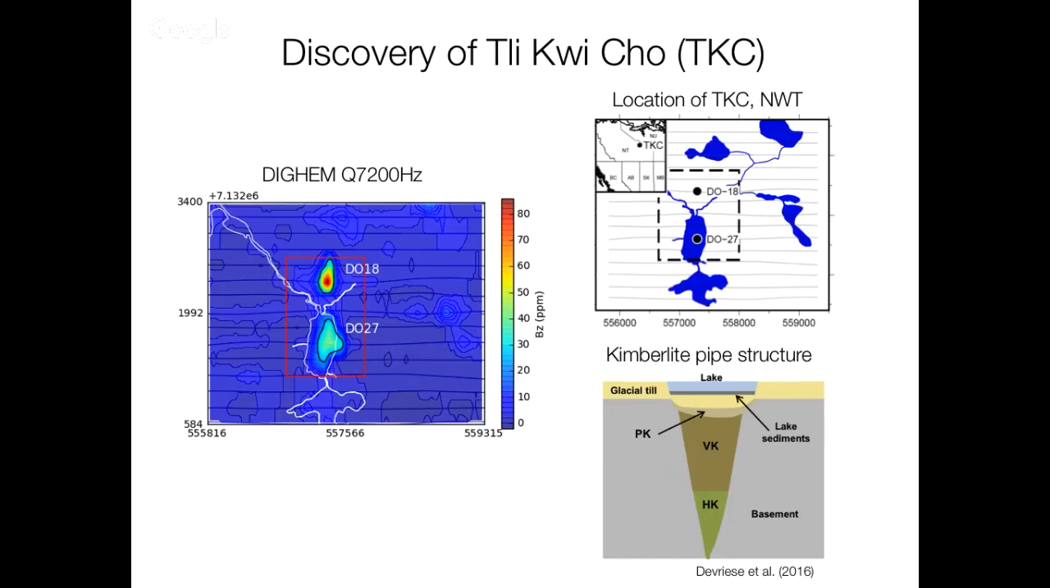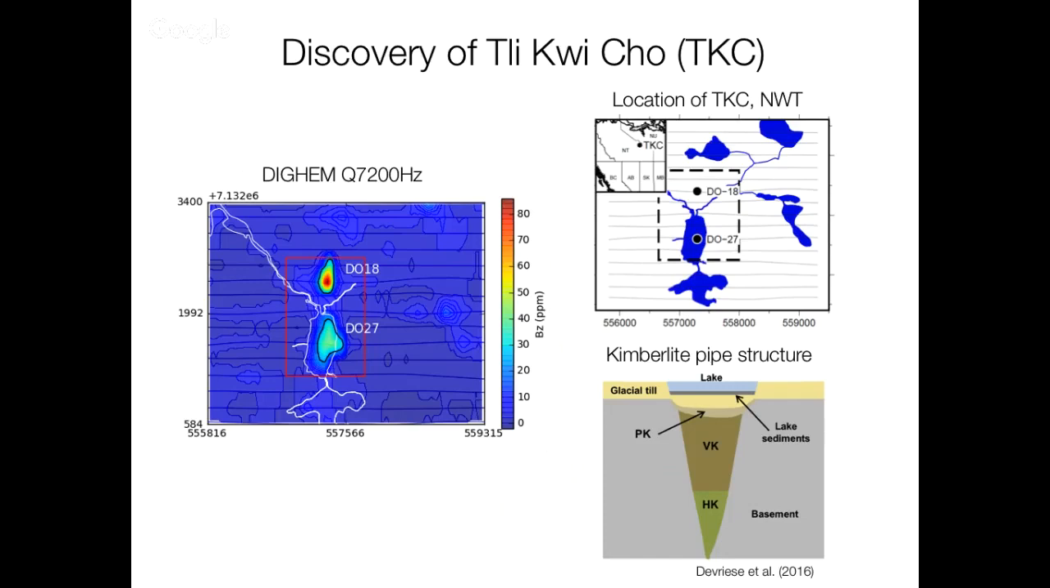So as I said yesterday, here's Tli Cho. We call it TKC. It's got two pipes, one of which is under a lake and the other which is dry. The pipe structure looks something like this. There are different units: a hypabyssal unit, a volcaniclastic unit, a pyroclastic unit, there are lake sediments, and there's the lake. What happens is that you get an eruption from very deep, explosive. We get materials, including diamonds, because diamonds are stable at very high pressures and temperatures at depth, and they can get carried up and remain stable, and they're found in these different units.